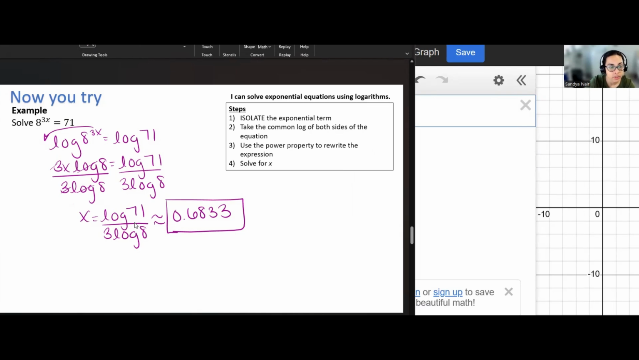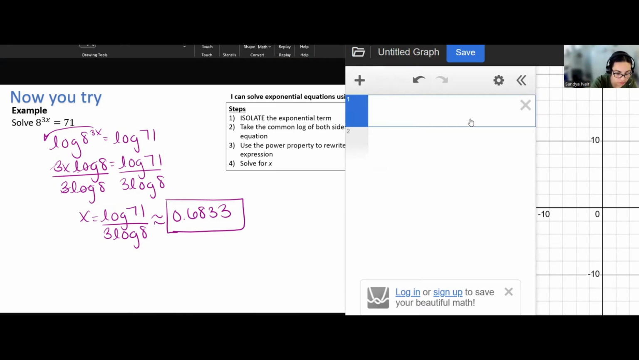So here I have 8 to the 3x equals 71. So I start off by taking the log of both sides. Then I use the power property to bring down that 3x. So I have 3x log 8 equals log 71. I'm going to divide by everything but x, so I'm going to divide by 3 log 8 on both sides. And then I'm going to go to Desmos and approximate this value. So I have log 71 divided by 3 log 8. And that is approximately 0.6833.